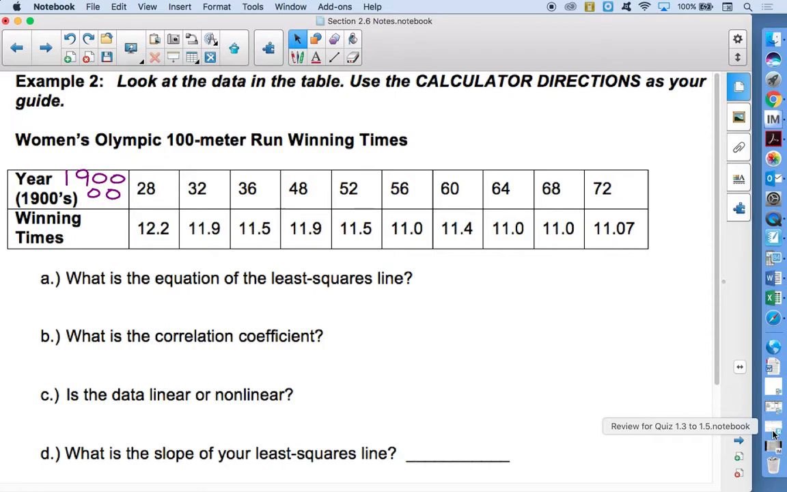So we're going to hit the stat button next to the arrows. You're going to hit enter because we're going to edit the data. And then go over to your L1. Yours did get deleted somehow.